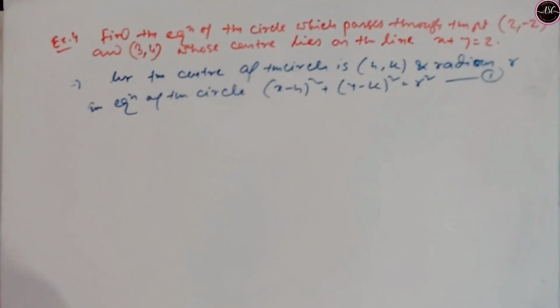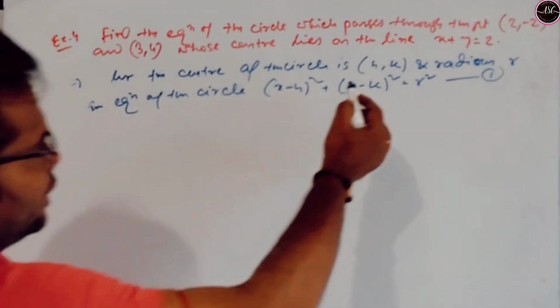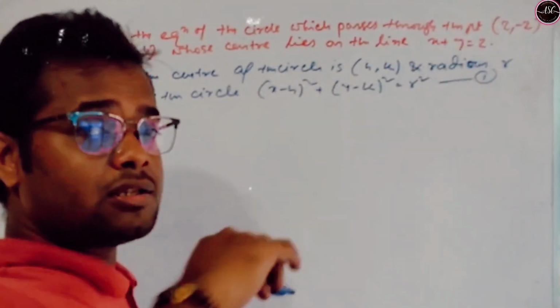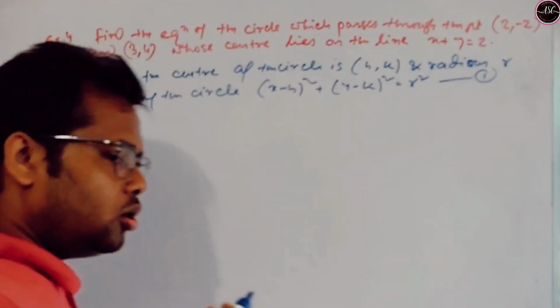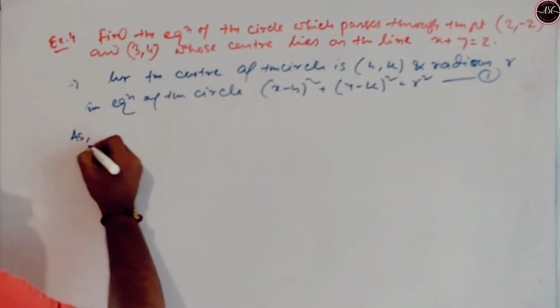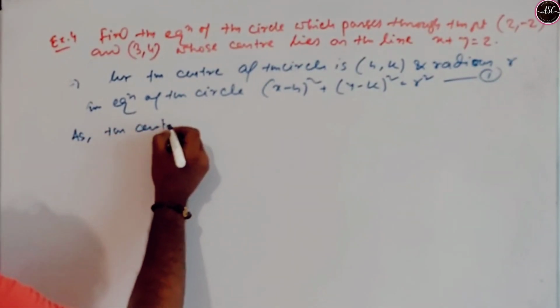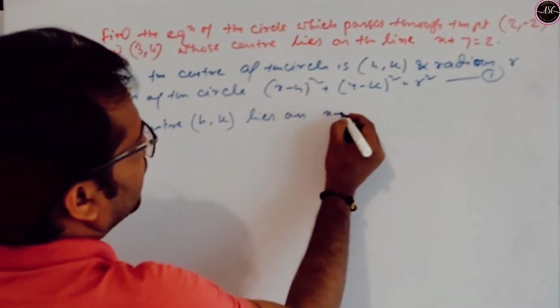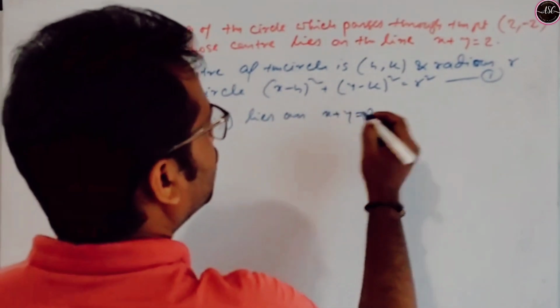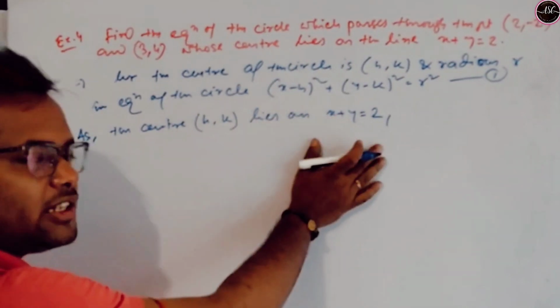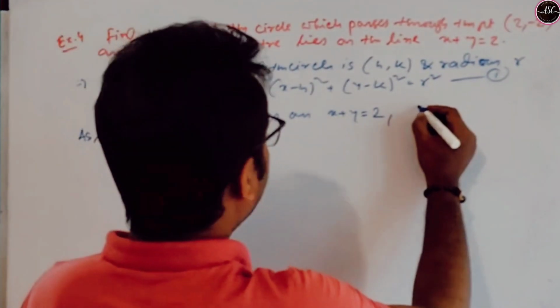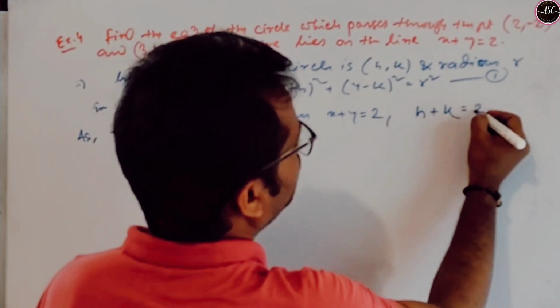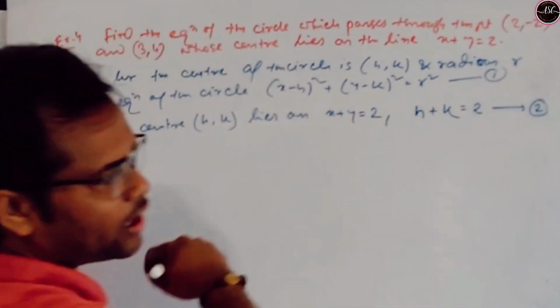Okay, here now look, the center lies on x plus y equal to 2. So we can write that the center (h, k) lies on x plus y equal to 2. So this point should satisfy this equation. So we can write h plus k equal to 2. This is equation 2. Okay.